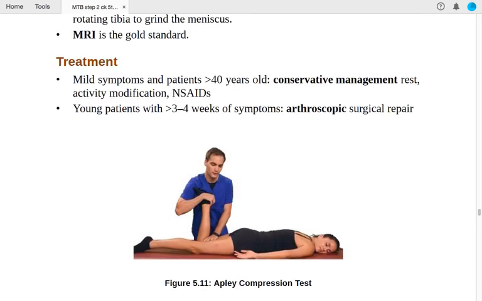Now for the treatment options, we have to go for this. If there are mild symptoms in patients who are more than 40 years of age, then we go for conservative management with rest and activity modification, and just give a painkiller, that is an NSAID.